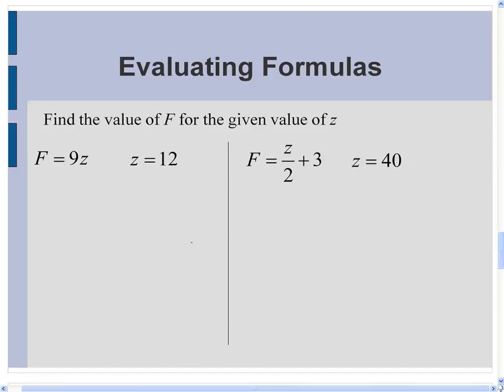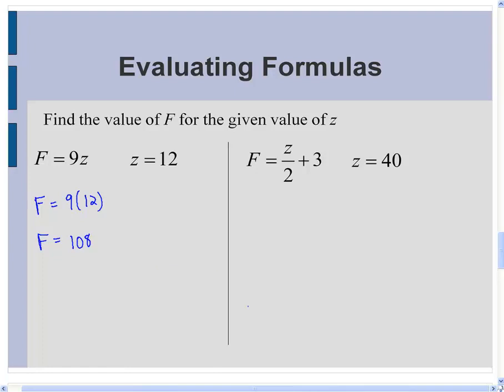Here we are given some formulas and asked to find the value of the formula for the given value of some other variable. We are given that f is equal to 9z and z equals 12. So like we did in the previous exercise, we would now have f equals 9, and replacing the z with 12, we would have f is equal to 9 times 12, and going through that multiplication, 9 times 12 is 108. So f equals 108.